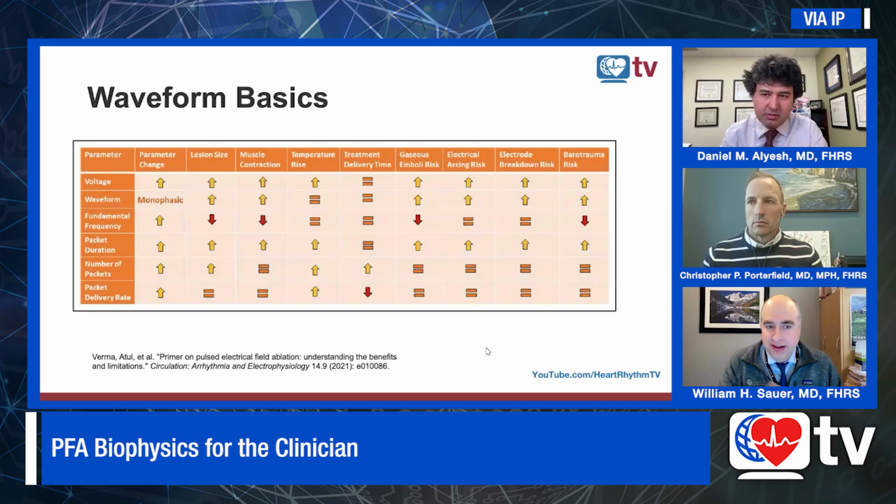So when we look at this and we decide on voltage, waveform, number of packets, we don't have a lot of control. And that might be a good thing to start out with. I'm hoping that we're going to have some programmability, and when I want to deliver a lesion that's near the His bundle, I want a different voltage or different waveform. So maybe someday we can do that.